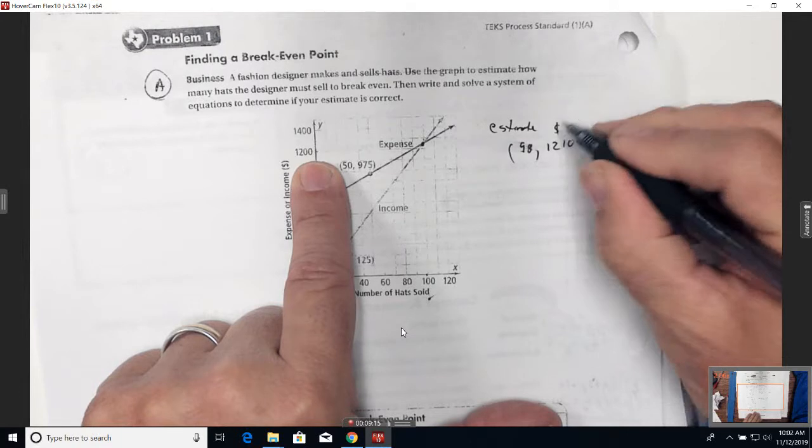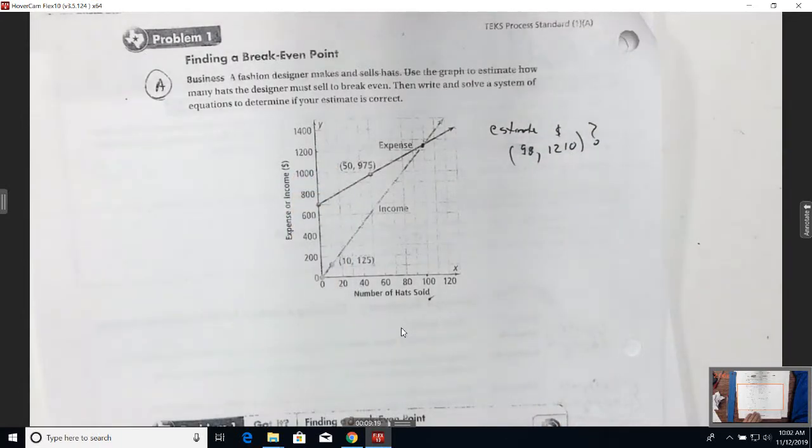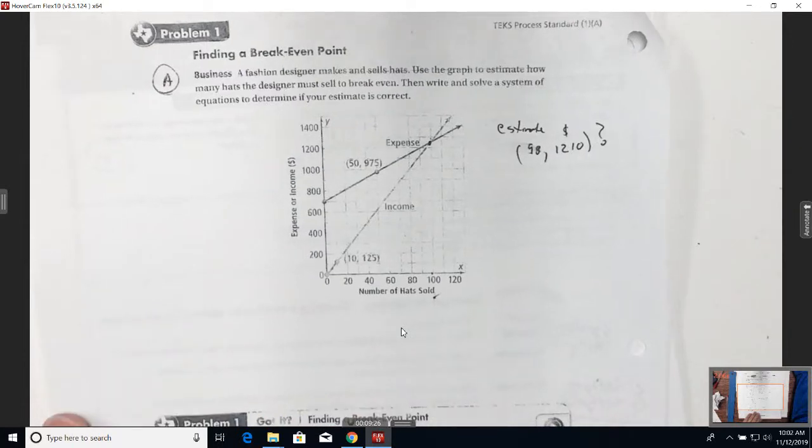1210 maybe? 1220? I don't know. Right? So this is a big question mark. How do I find the exact answer if you want to do it by graphing? You want to do it by graphing? Okay, come up with a function rule.